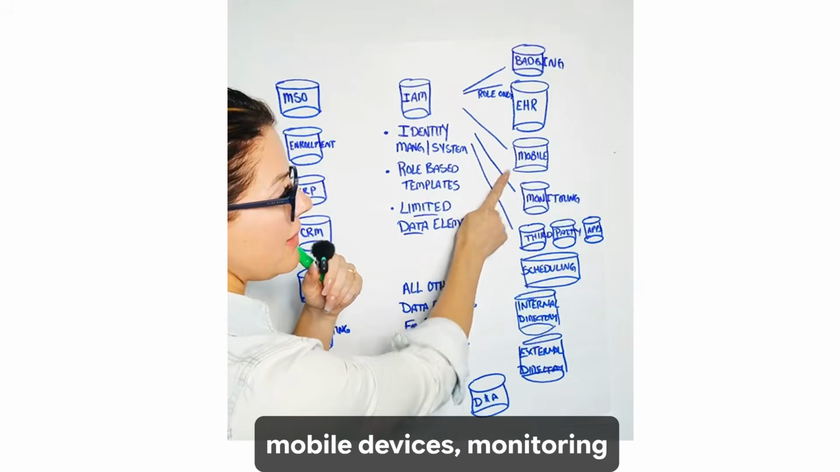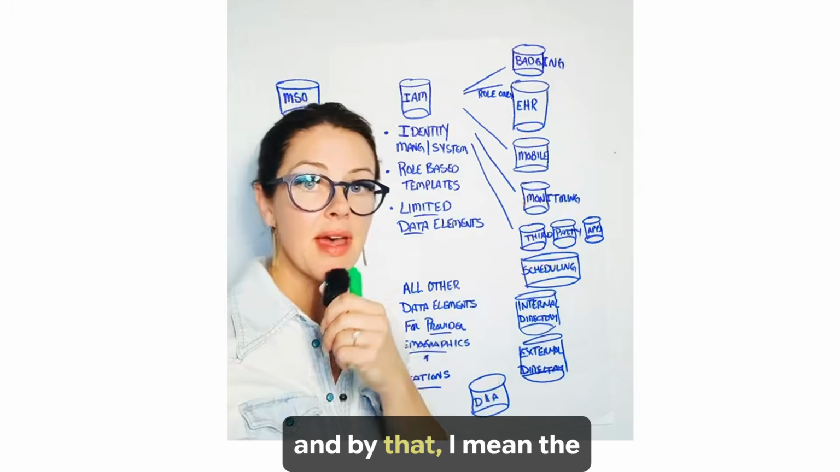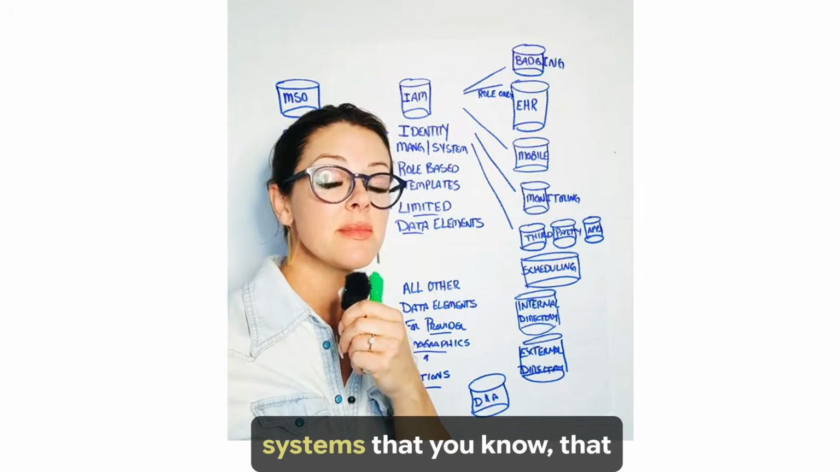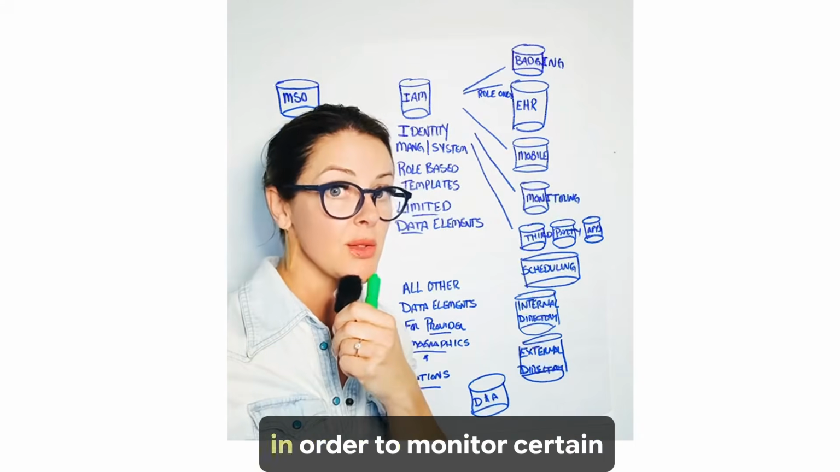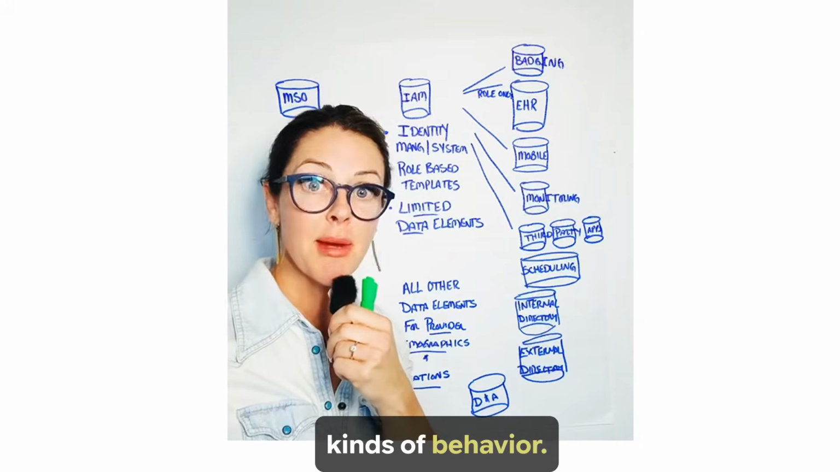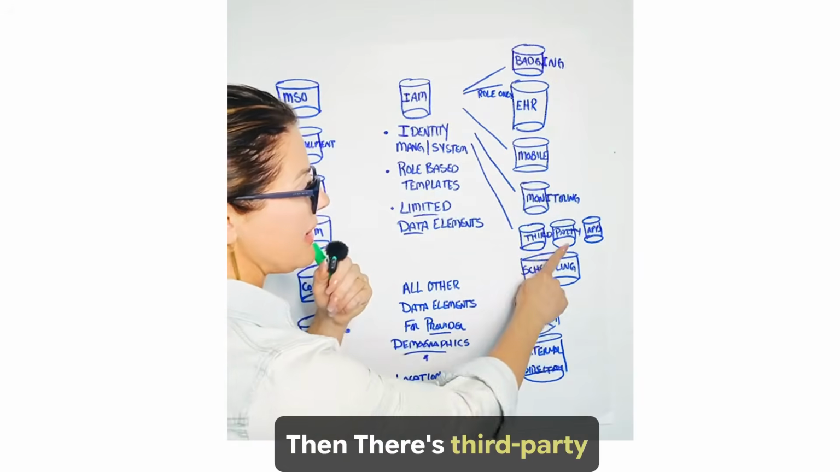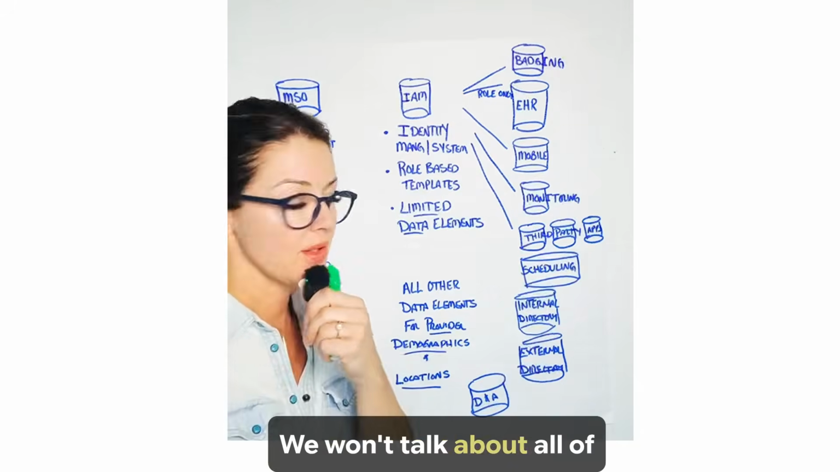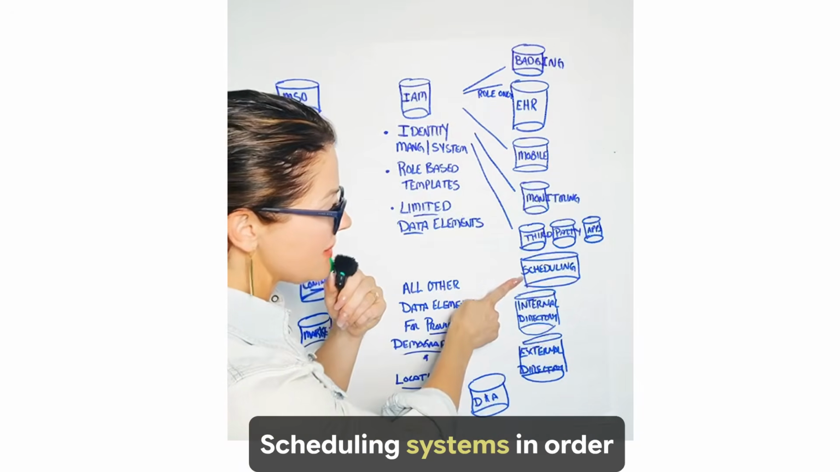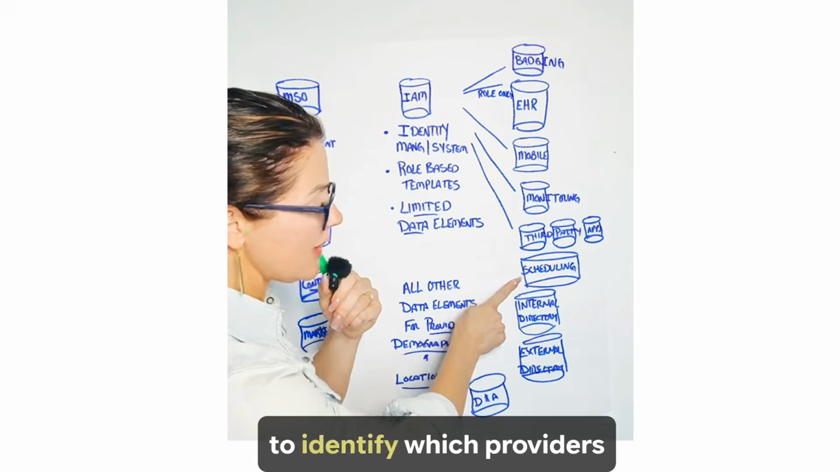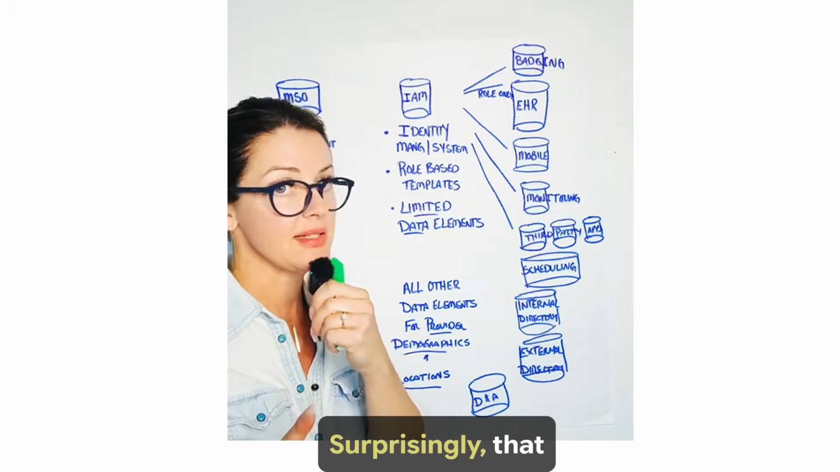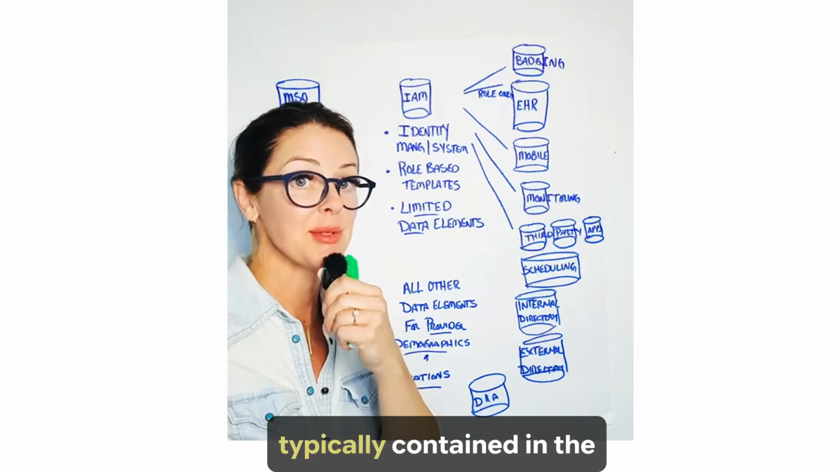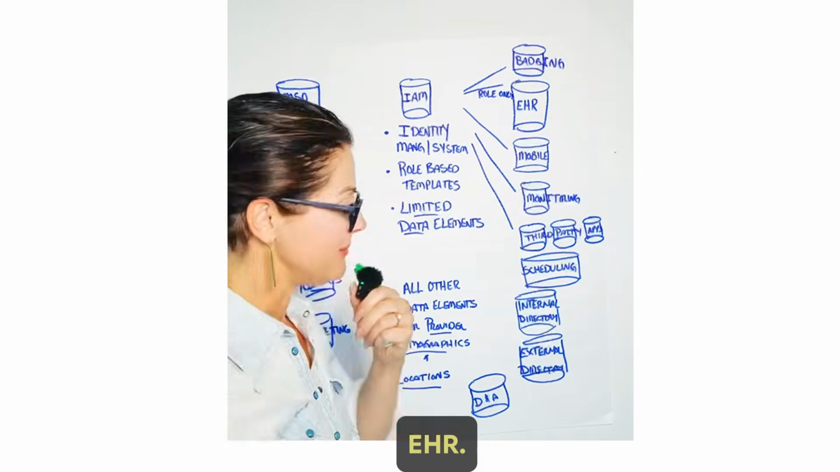Mobile devices, and monitoring, and by that, I mean the systems that I know exist in your services to monitor certain kinds of behavior. Then there are third-party applications. We won't talk about all of those. Scheduling systems identify which provider is available at various different locations. Surprisingly, that information is actually not typically contained in the EHR.